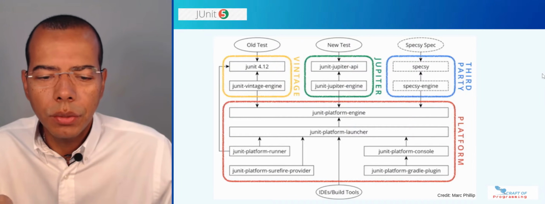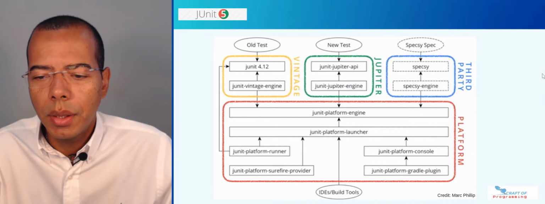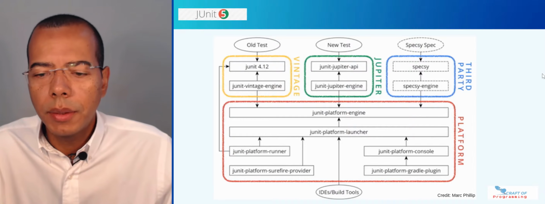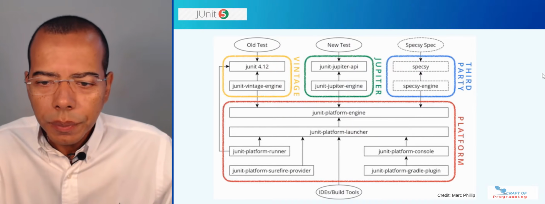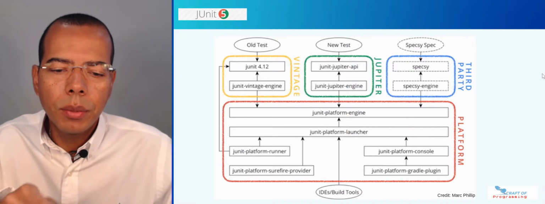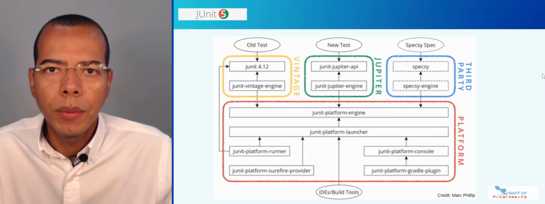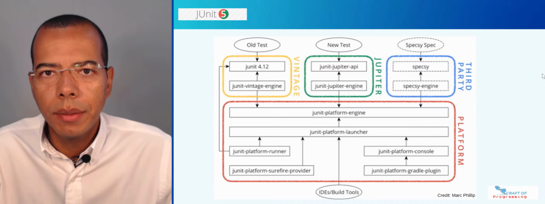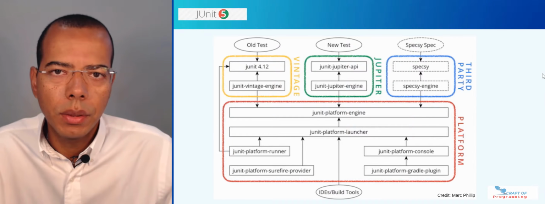The Surefire provider is for Maven to be able to run JUnit 5 tests in the platform or in the engine. And the Gradle plugin, again, is to run Gradle tests. So that's a dependency for these two build tools, Maven and Gradle. The other one you see, JUnit Platform Runner, is for forwards compatibility, so that old IDEs that don't yet support JUnit 5 can still run JUnit 5 tests.